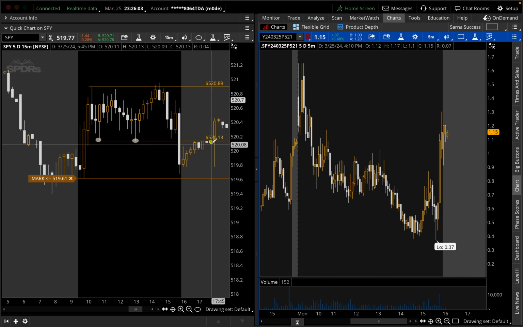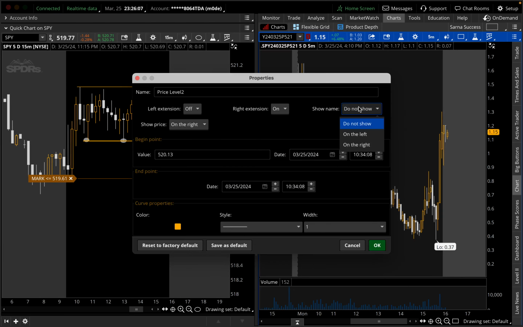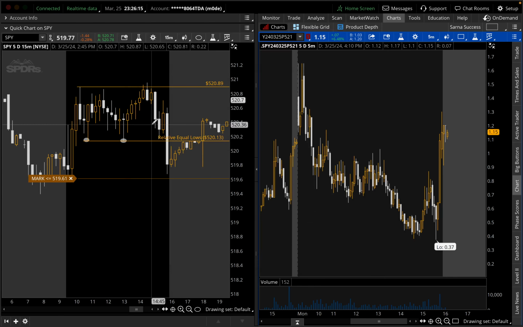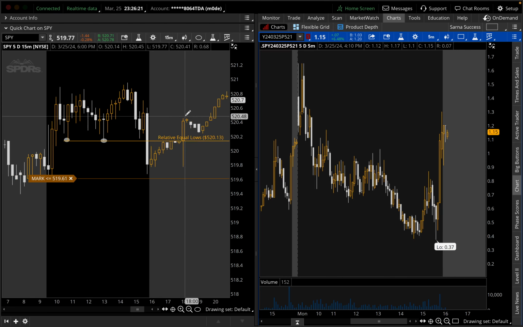I'm going to label this 520.15 and 520.13 right here, and we'll make it show on the right, relative equal lows. This will be the draw on liquidity, right? So we had swept highs. Next level is these equal lows. Now let's get rid of this and let's make our charts very clean. I want you to focus right here. This is the 15-minute chart again. This nice 15-minute fair value gap, right?